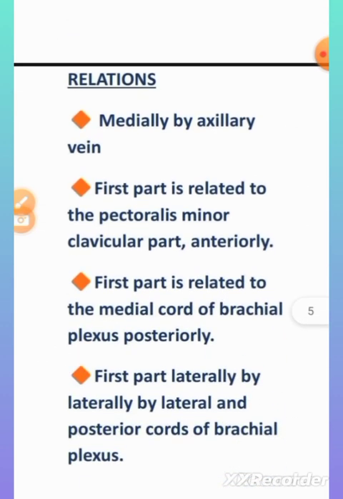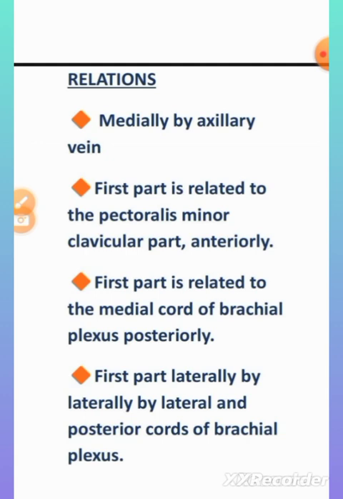And what are the relations of the axillary artery? It is related medially by the axillary vein. Veins accompany arteries; the vein must rhyme with the artery. So first of all, you should know that the medial relation of the axillary artery is the axillary vein. Then the first part is related to the pectoralis minor muscle. Don't forget, it is the clavicular part of the pectoralis minor muscle. It is usually anterior.